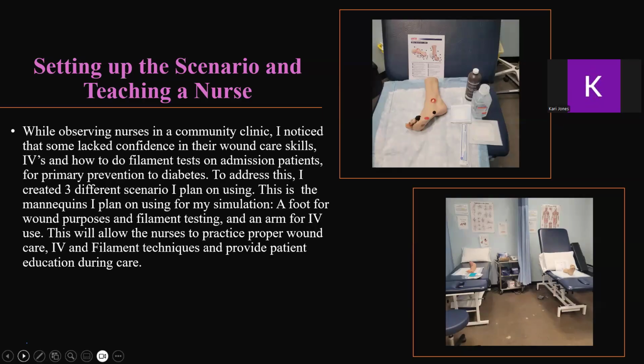So, setting up a scenario and teaching a nurse. While observing nurses in the community clinic, I noted that some lack confidence in their wound care skills. This is due to very vague referrals coming in from doctors, patients being discharged with a wound, and doctors saying, please cleanse the wound and dress the wound. So, with that being said, you have to really know what level of wound it is.